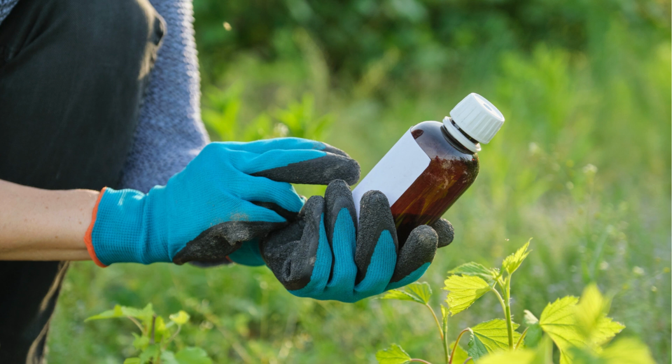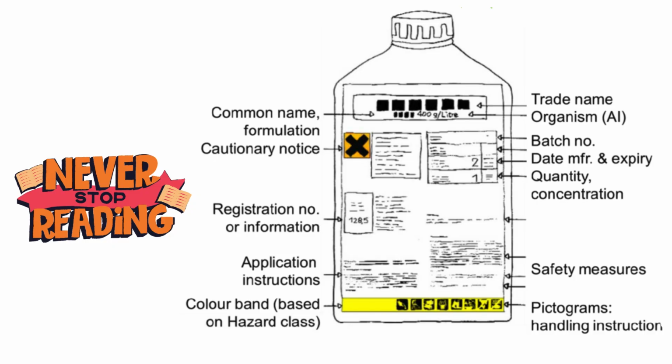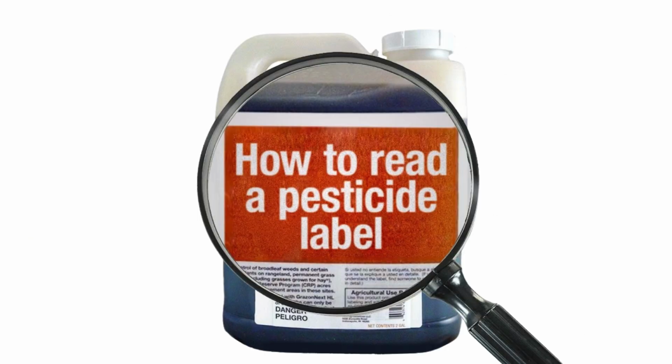The label on a pesticide container isn't just there for decoration. It's packed with essential information that can make the difference between a successful harvest and a disaster. So let's break it down and talk about what you need to know.